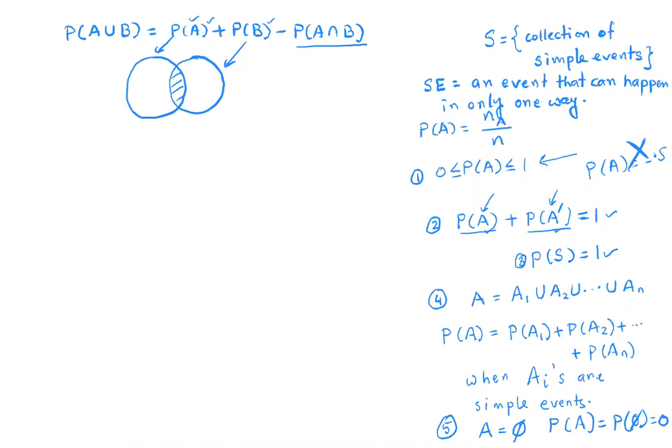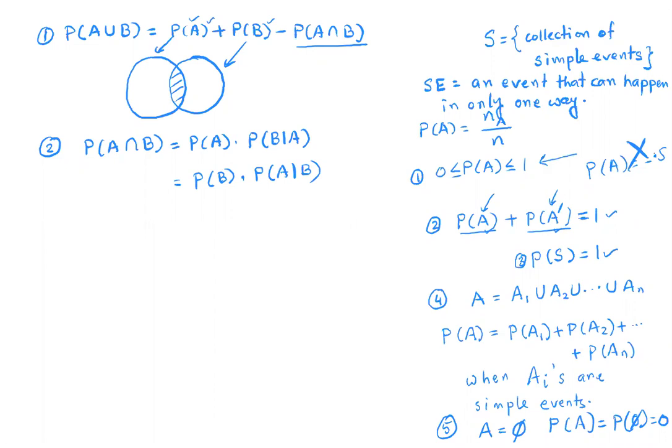So that is one property of probability. Number two, the probability of A and B. We have defined it as the probability of A times the probability of B, given that A has already happened, or the probability of B times the probability of A, given that B has already happened.